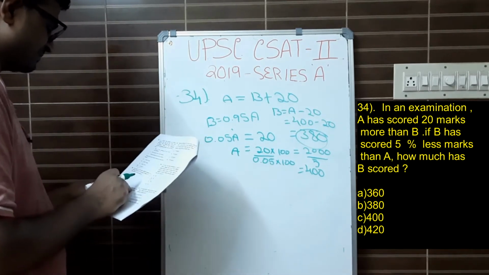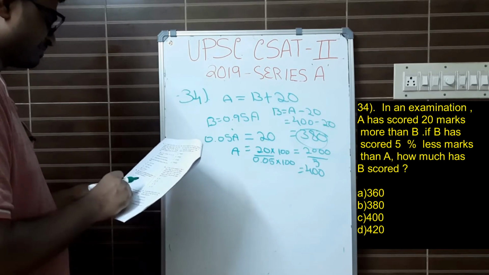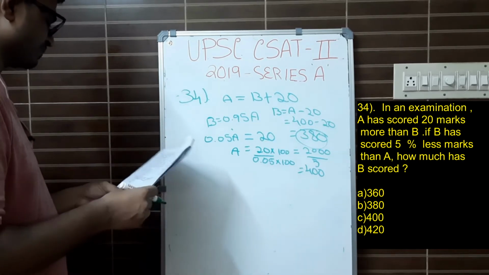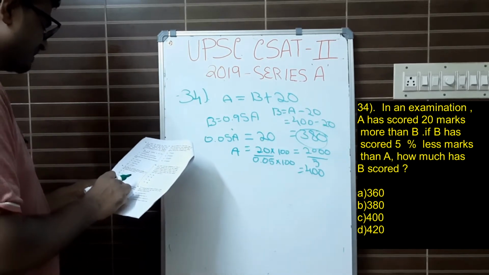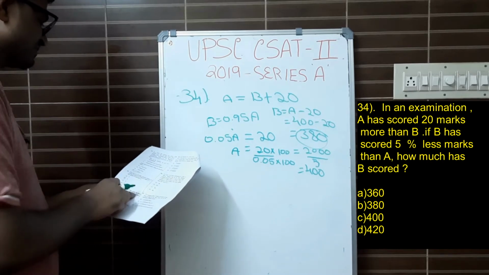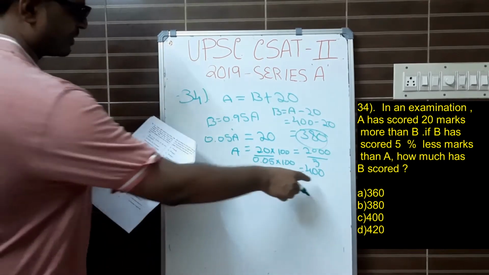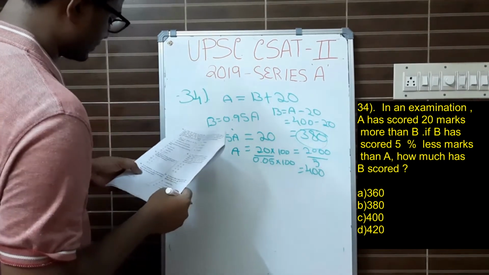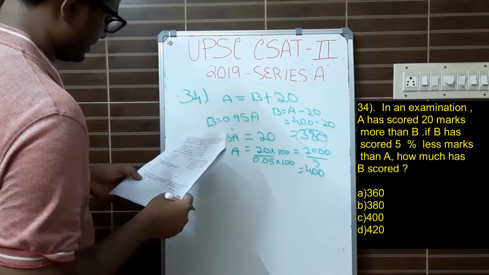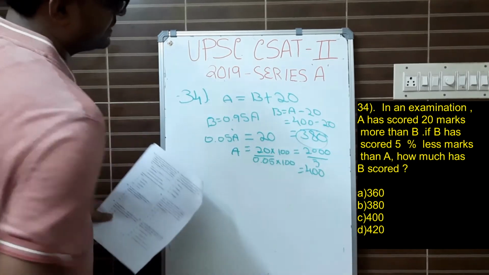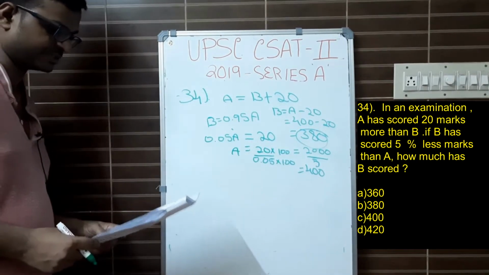Okay, so this 5% means 20 marks. 100% will give you the A score, because this 5% is comparing less marks than A. So it is 5% of A, which is 20. So 100% of A will be 400. That is the A score, and minus 20, you will get 380. So we can go to the next question.